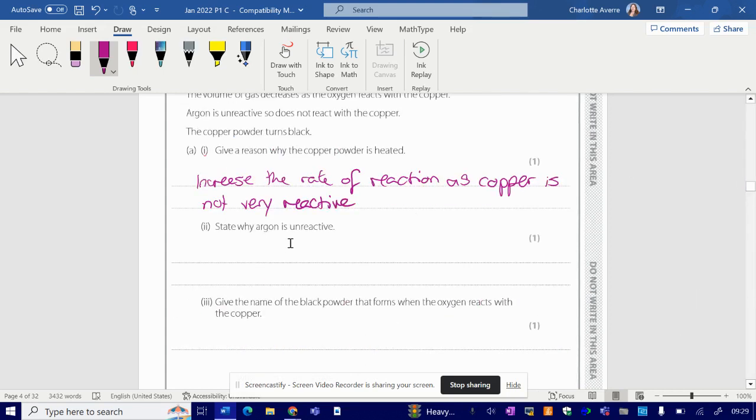Okay, state why argon is unreactive. Well, we know that argon is an example of a noble gas, and we know that noble gases are unreactive because they have got full outer shells. So it has a full outer shell. And give the name of the black powder formed when oxygen reacts with copper. Well, copper plus oxygen gives copper oxide. And if you have learnt your colours, you know that copper oxide is a dark black powder.